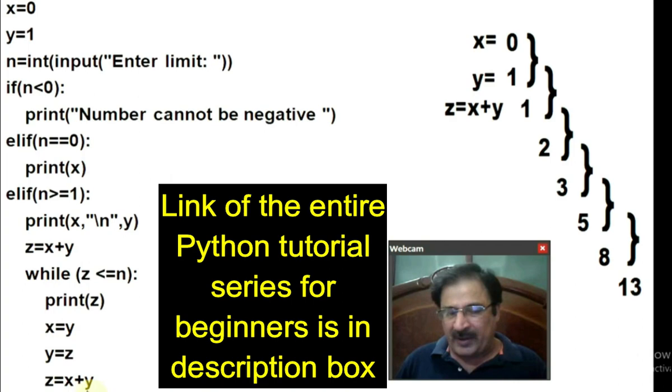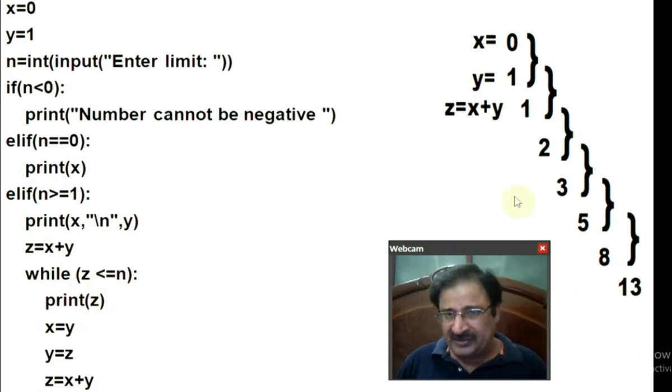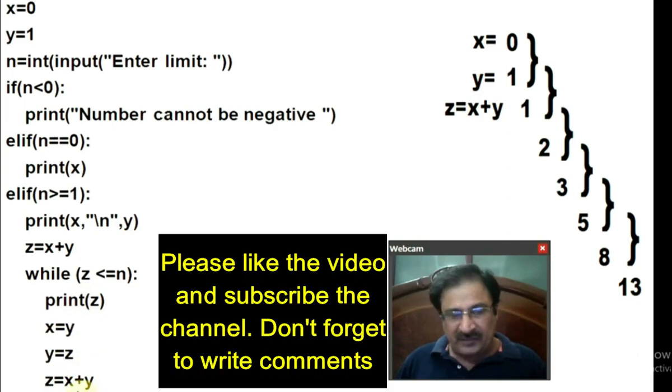Z is equal to x plus y. 1 plus 1 is 2. Is 2 less than or equal to n? N is 5. Is 2 less than or equal to 5? Yes. Print z, that is 2 is displayed. After that, the value of y, which is 1, is assigned to x. The value of z, which is 2, is assigned to y. Z is equal to 1 plus 2, that is 3. Control will go up. Is 3 less than or equal to 5? Yes. Display z, that is 3 is displayed, right? The value of y is assigned to x, that is 2 is assigned to x. The value of z is 3, that is assigned to y.